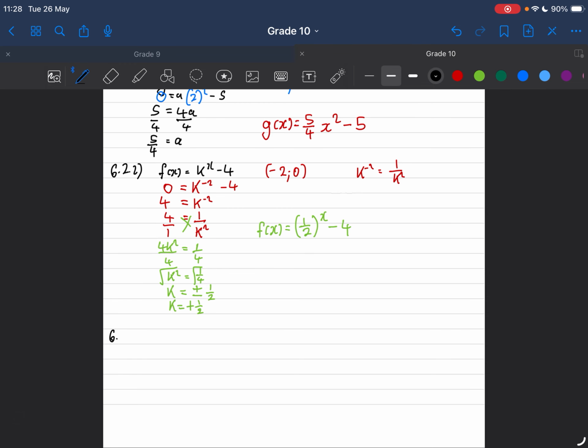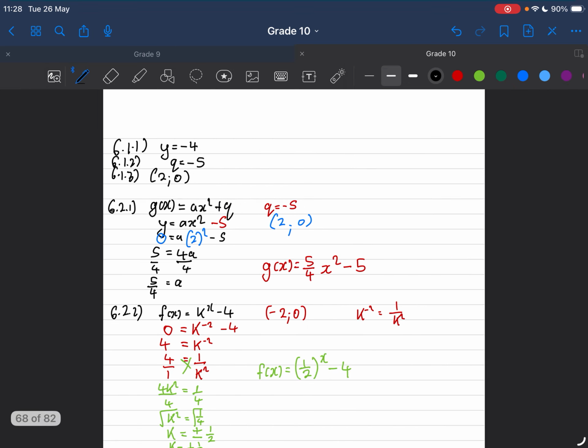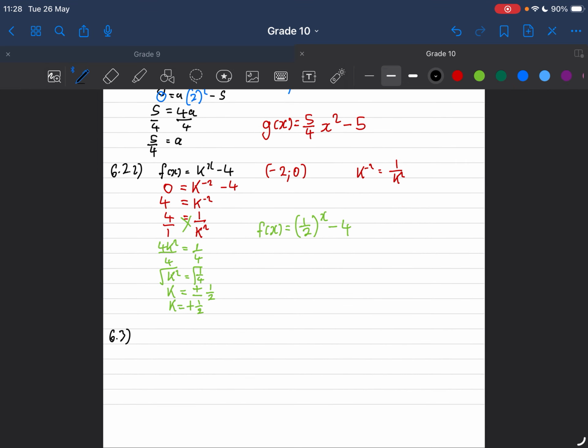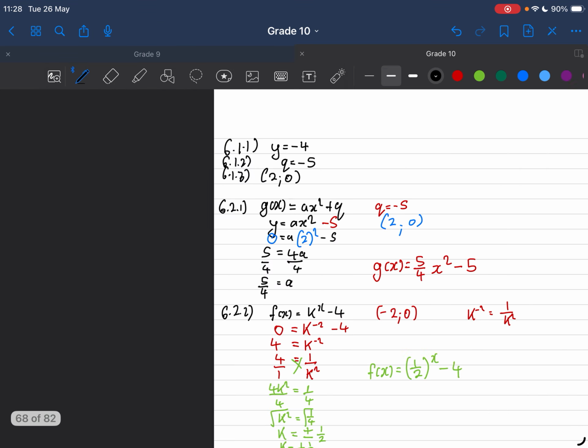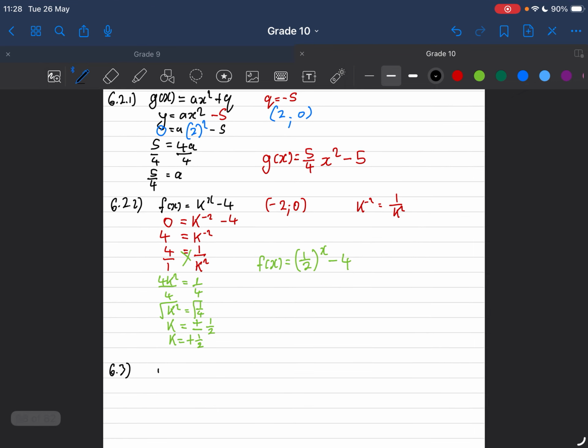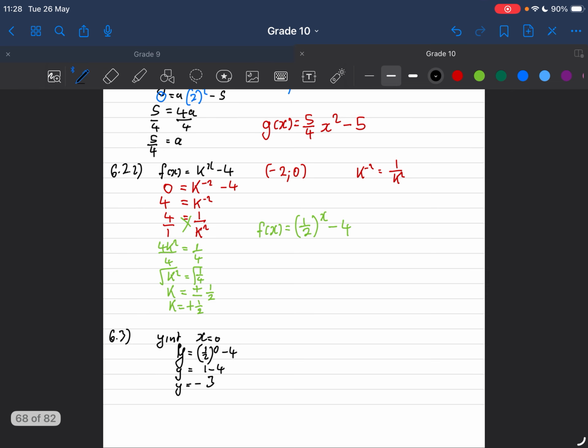Okay, let's look at the next one now. 6.3 says calculate the y-intercept of f, so of that same graph. So if you're doing the y-intercept, we let x equal 0. So y is equal to a half to the power 0 minus 4. So that's 1 minus 4, and y is equal to -3. So the y-intercept is 0 and -3.